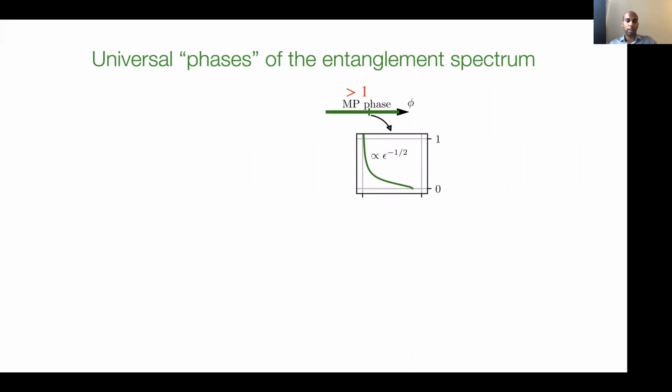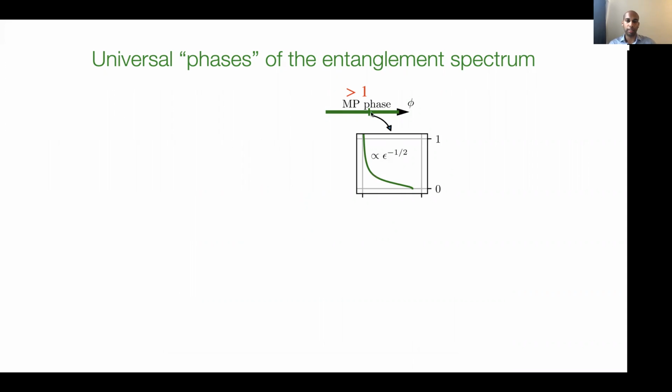These are all exact solutions. For phi greater than 1, your entanglement spectrum varies with phi, but as long as phi is greater than 1, you will always have a square root divergence at the origin.